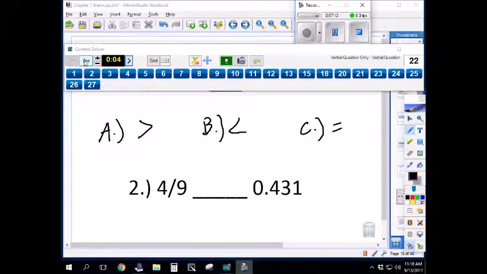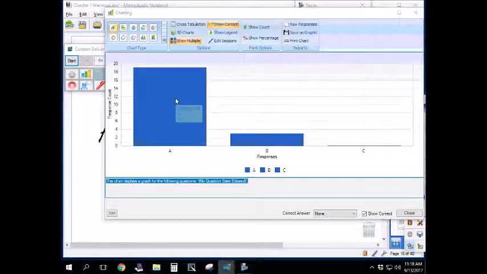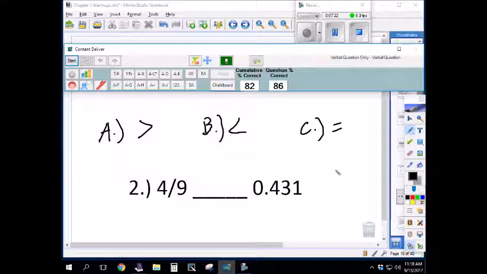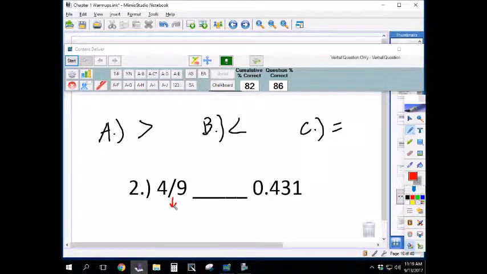Okay, so on this one now, we're going to go ahead and hit N to see which one's bigger. And we see that the majority of you, 19 of you, said it was greater than. We had a few of you still miss it there. It is A. Okay, now let's talk about why it's A. When you did 4 divided by 9, what did you get when you actually did 4 divided by 9? Riley?